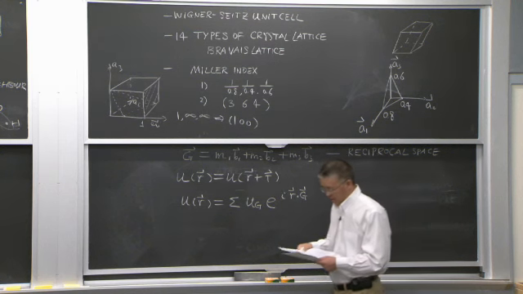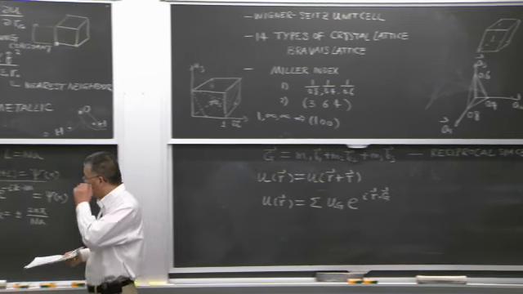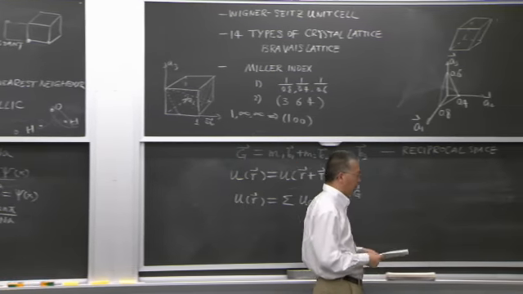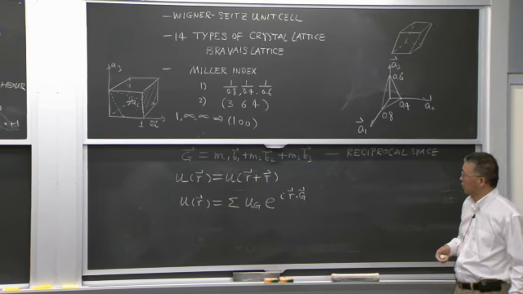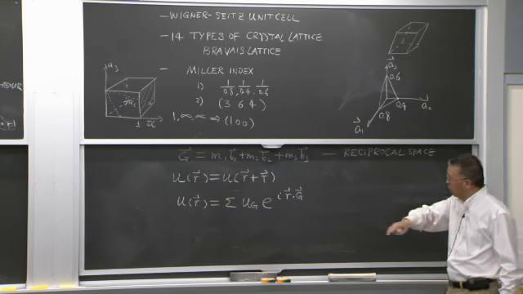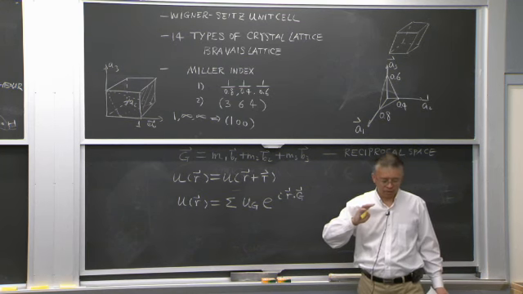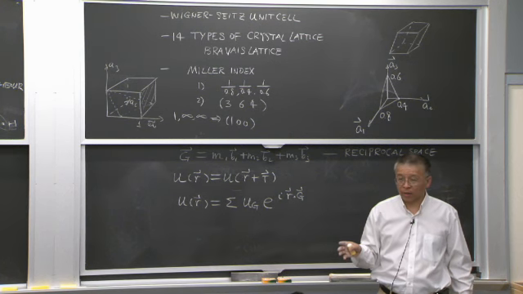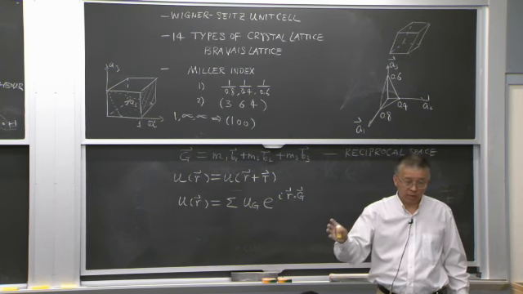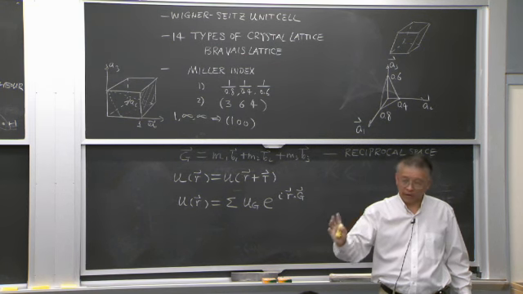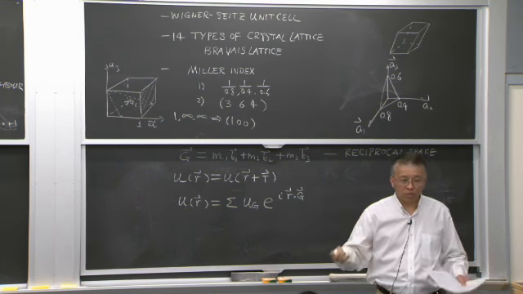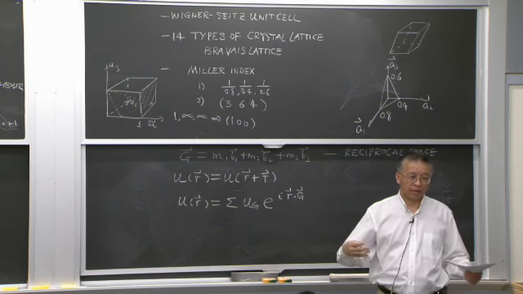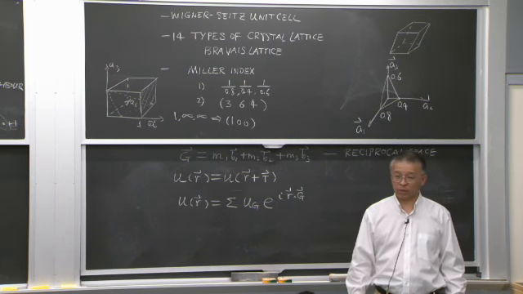I will not prove it now, but I will use that. I'll do that proof in the next lecture. The point of this reciprocal space is that it's very easy to use in an experiment. When you do transmission electron microscopy, say a diffraction pattern, what you map out is the reciprocal space. You can actually easily map out this reciprocal space.